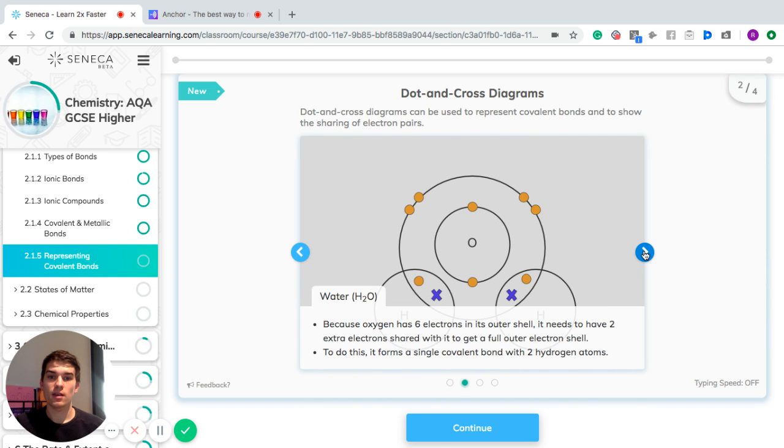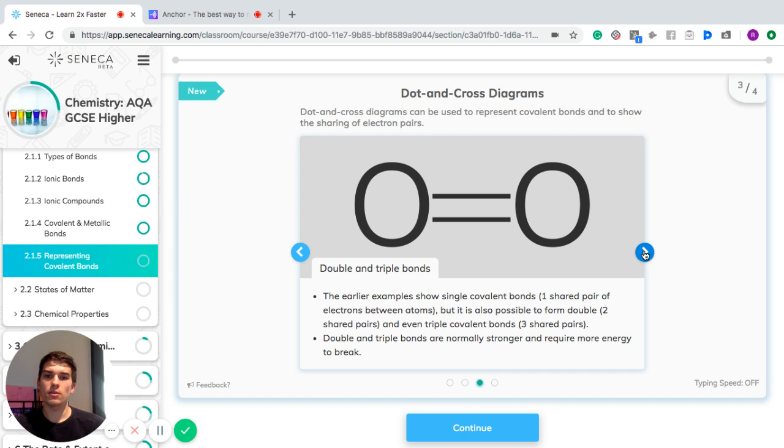Another example would be water. Because oxygen has 6 electrons in its outer shell, it needs 2 more electrons shared with it to get a full outer electron shell. To do this, in water, it forms single covalent bonds with 2 hydrogen atoms, and it just so happens that each of those hydrogen atoms needs 1 electron, so they can share a pair of electrons each.